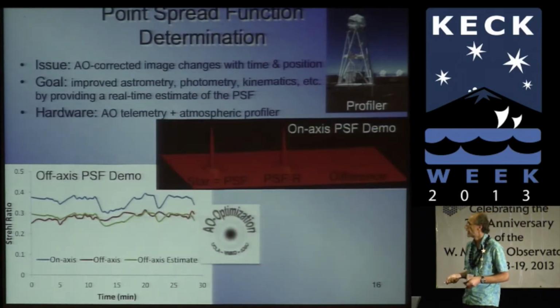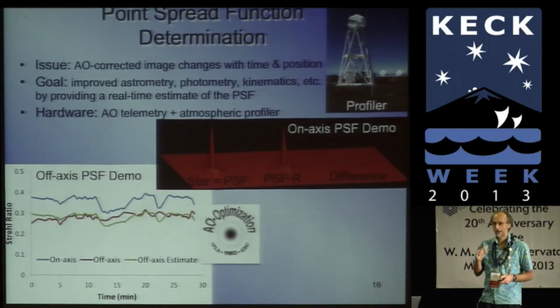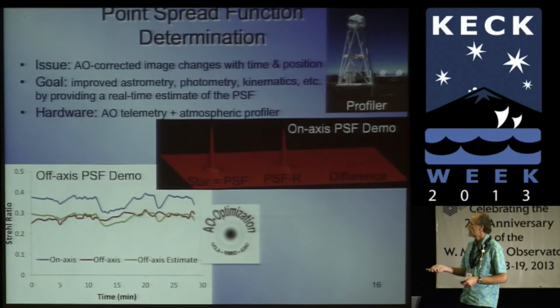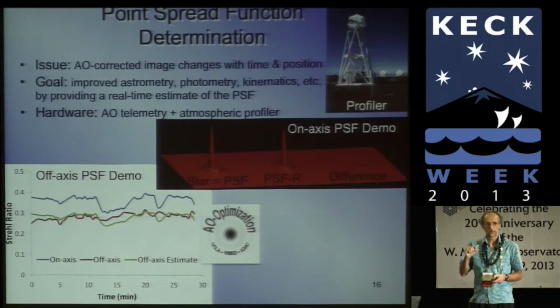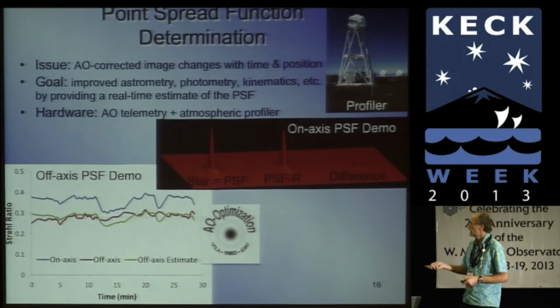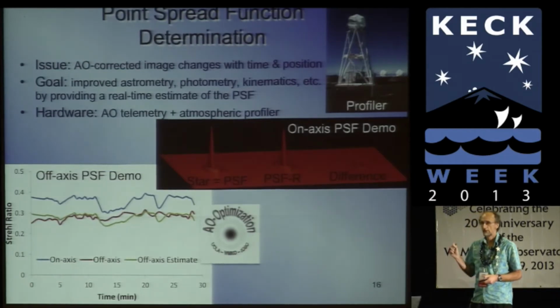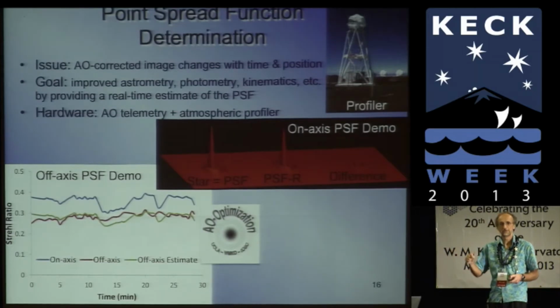Okay? The other project we're working on is to estimate the on-axis PSF. This is an actual star image. This is our reconstructed point spread function using AO telemetry and on-sky phase diversity. And here's the difference. And we're trying to also understand how that difference affects the astrometry, photometry, etc.